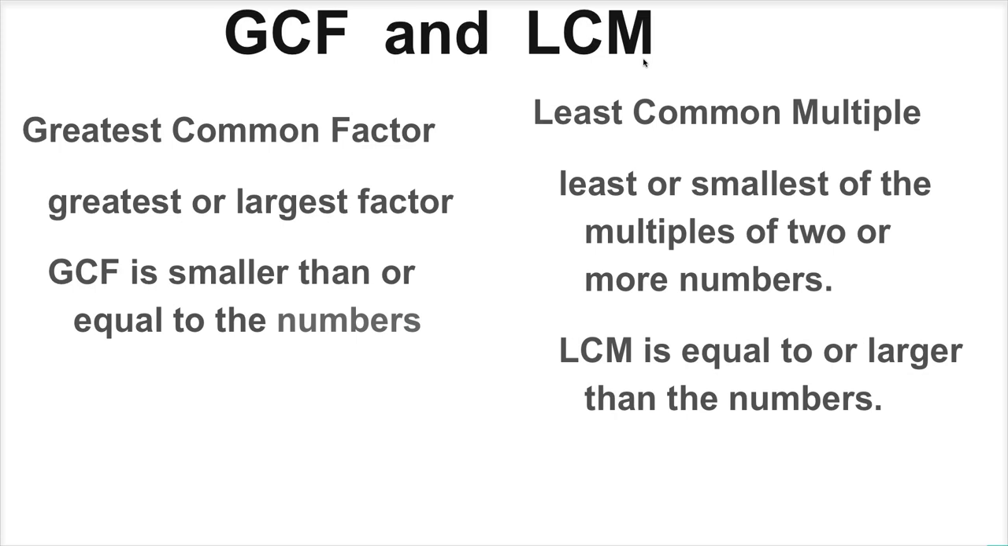First, we're going to take a look at characteristics. The greatest common factor is the greatest or largest factor common to 2 or more numbers. Your greatest common factor is smaller than or equal to the numbers. Your factor cannot be larger than the 2 numbers that you're using. 2 or more numbers. Doesn't have to just be 2. Least common multiple is, again, the least or smallest of the multiples of 2 or more numbers. Least common multiple is equal to or larger than the numbers that you're finding the LCM for.